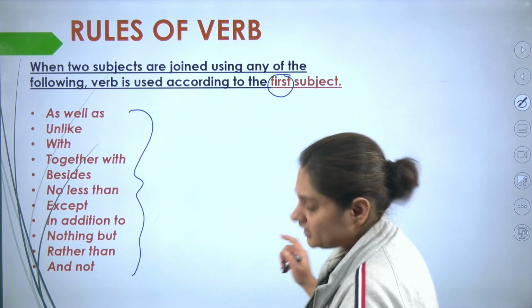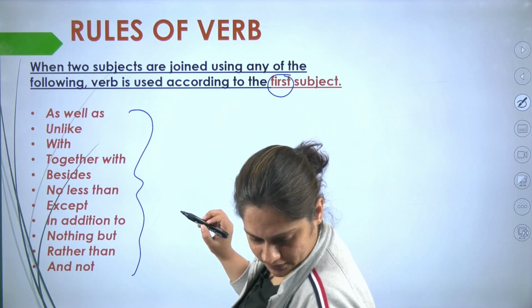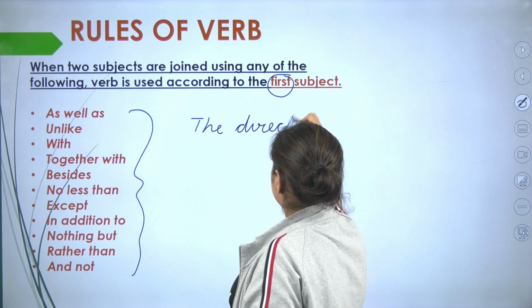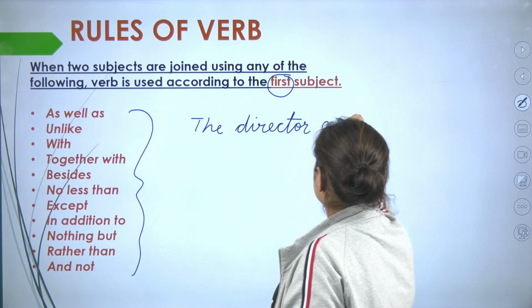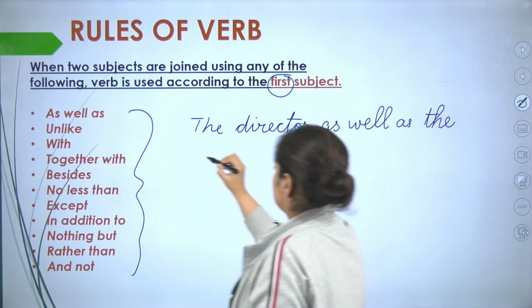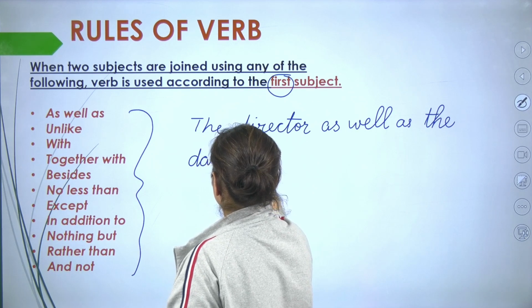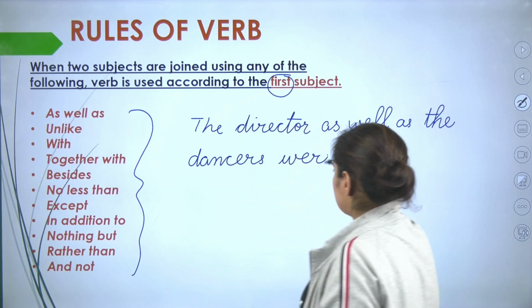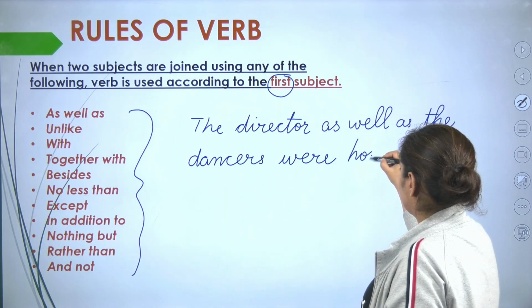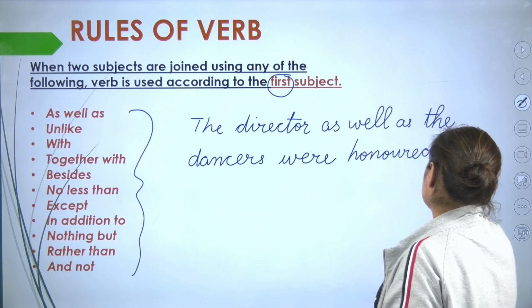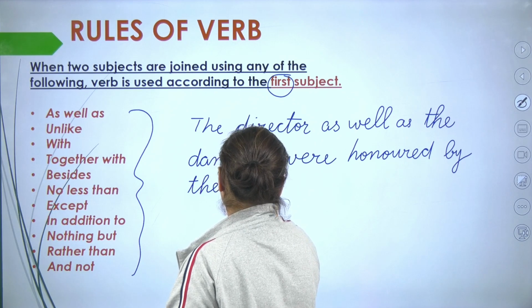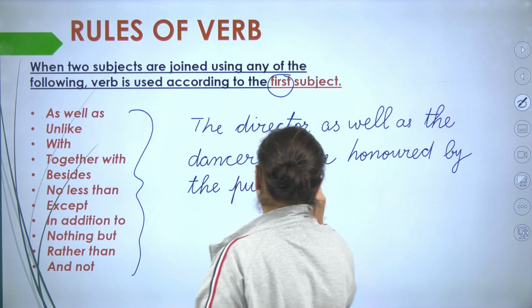For example, I'll give you the example: the director as well as the dancers were honored by the public. Okay, this is your sentence.